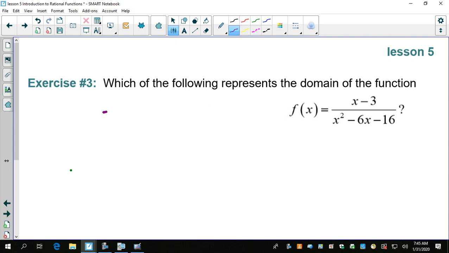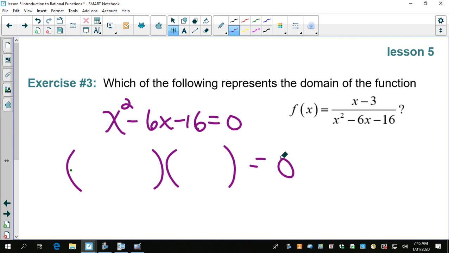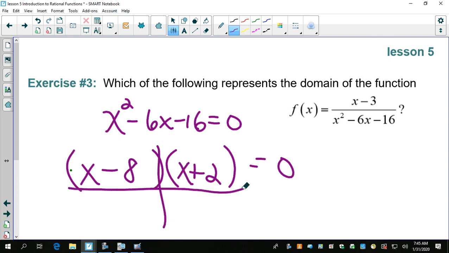Yes. So I'm going to take x squared minus 6x minus 16, set it equal to 0, and that's going to help me find my restrictions. So what do I get here? x minus 8 and x plus 2. Do you guys agree with Justin? Okay, so one restriction is 8 and -2. Okay, so now, how would I write this?